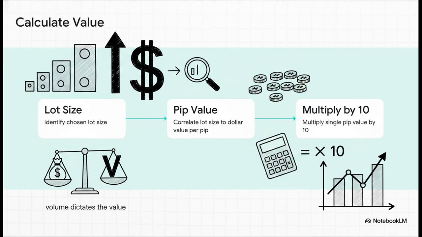Here is the step-by-step logic you need to apply every single time you gear up to execute a trade. Step 1, identify your lot size. Let's say, for example, you choose a standard lot. Once you've made that call, you move to Step 2, which is correlating that specific lot size to its assigned dollar value per single pip. Remember, the volume dictates the value, so a standard lot typically means one single pip is worth $10. A mini lot makes a pip worth $1, and a micro lot makes a pip worth just 10 cents. Finally, we hit Step 3. Just multiply that single pip value by 10. So if you went with that standard lot at $10 a pip, that $10 pip value times a 10-pip move equals exactly $100. This simple sequential math formula is exactly how the professionals calculate what a trade is worth before they ever even click a button.